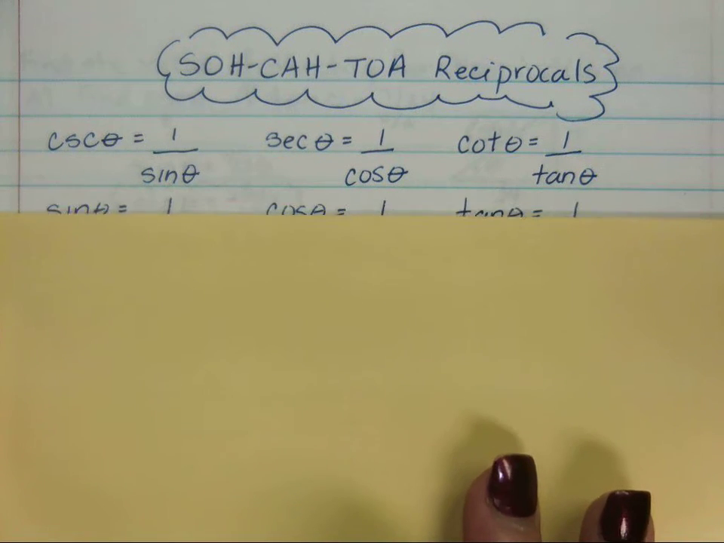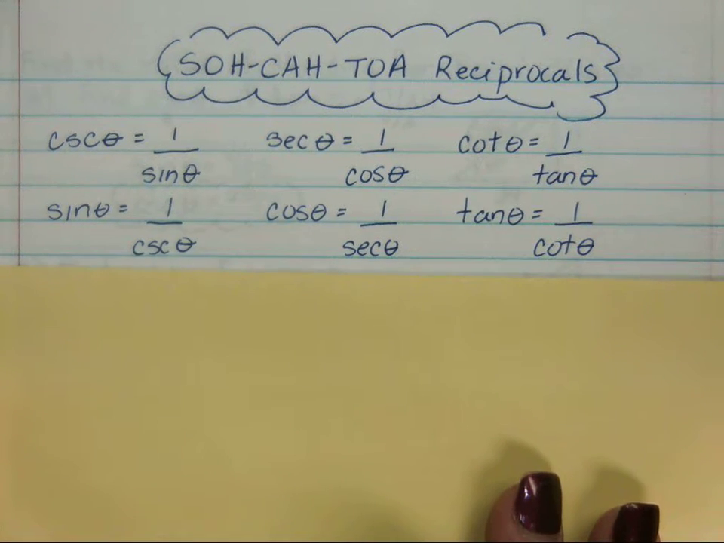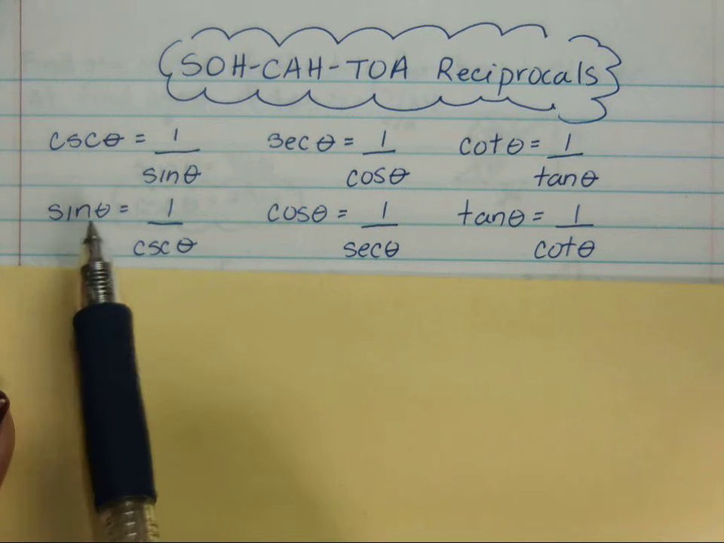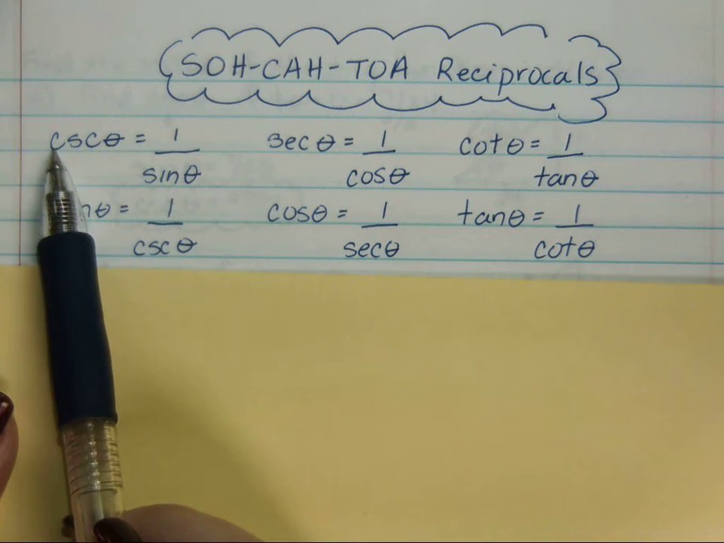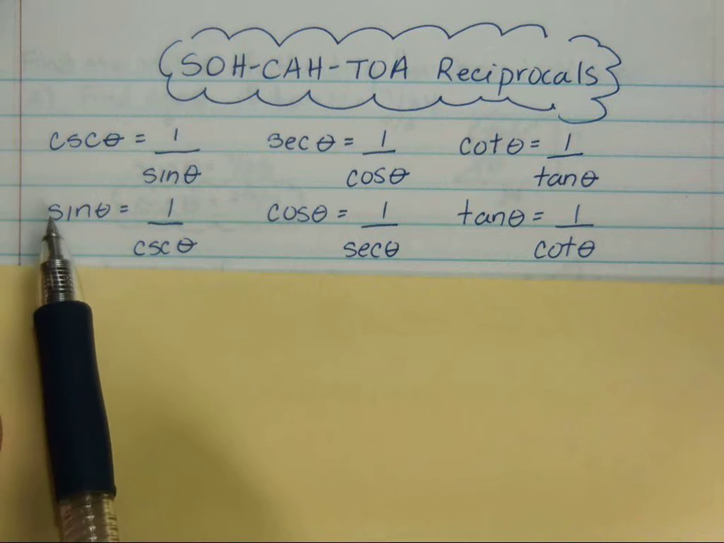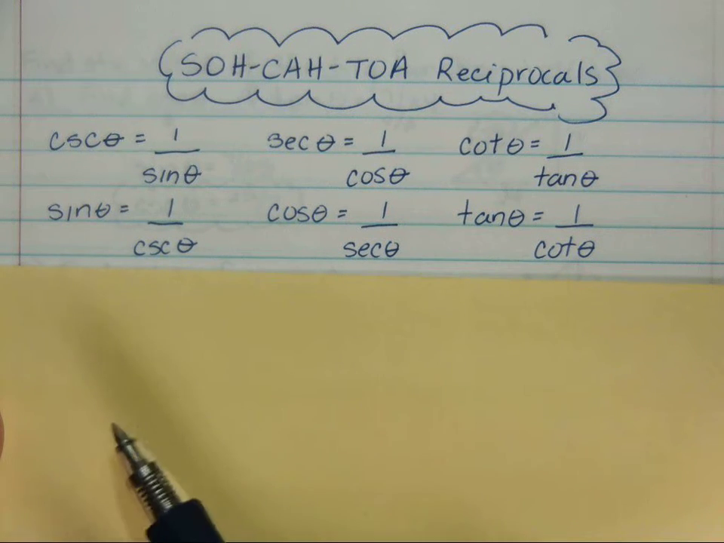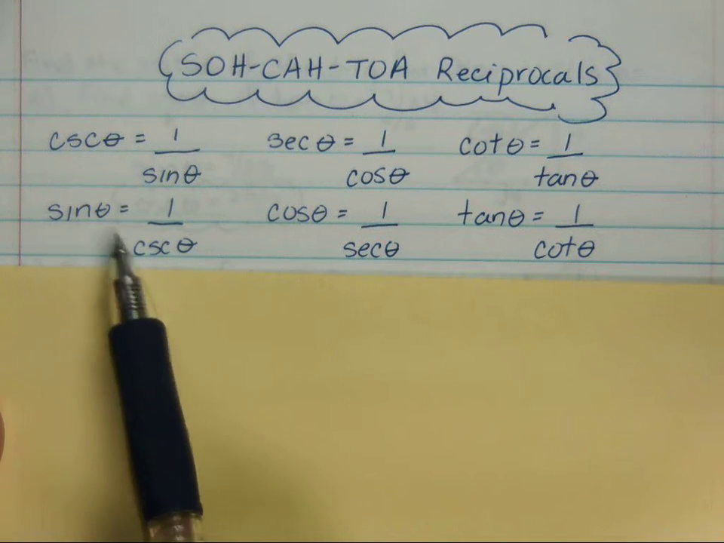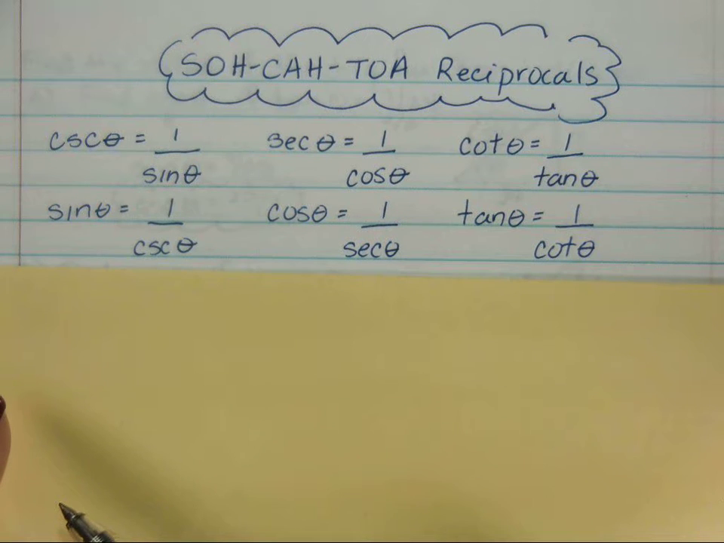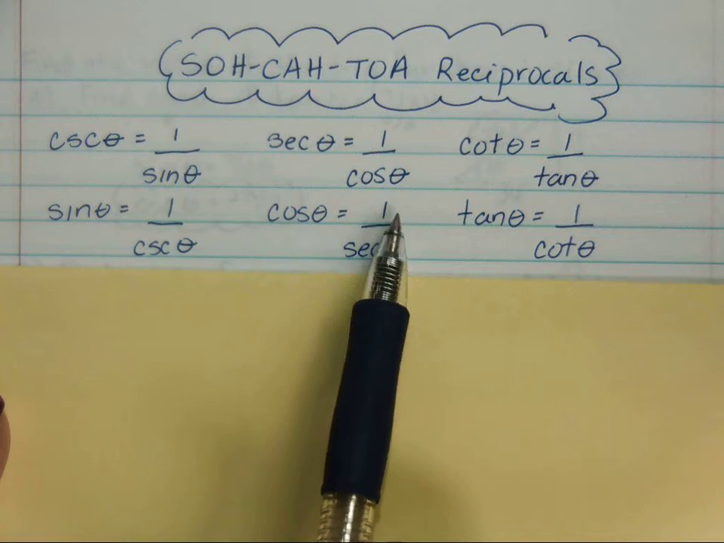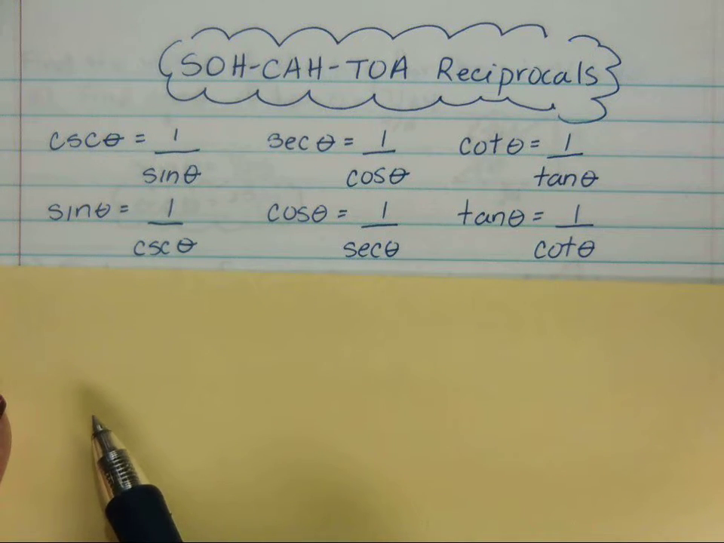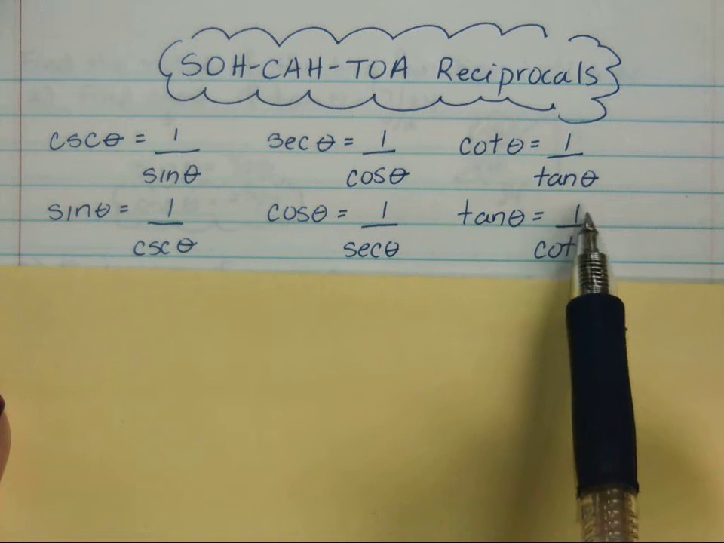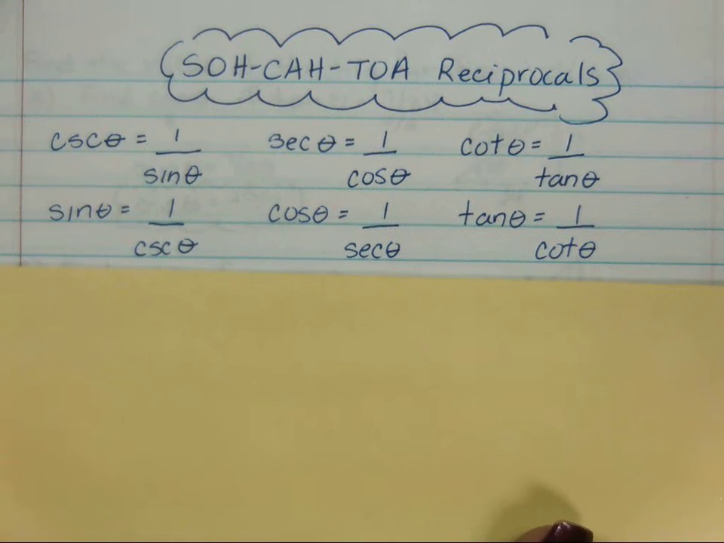Now sometimes you're also going to need to work your way backwards. If cosecant is the reciprocal of sine, then sine is the reciprocal of cosecant. So you can see that they work together. They're reciprocals of each other. Same thing for cosine and secant, and tangent is the reciprocal of cotangent.